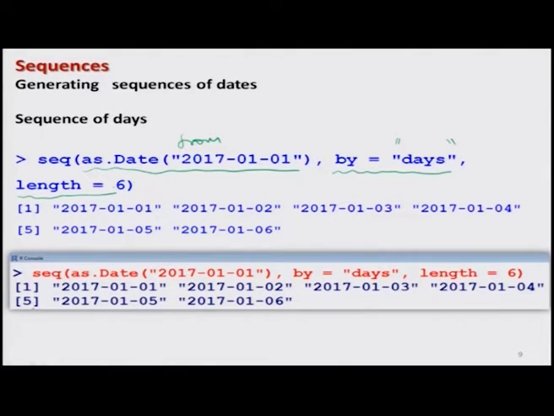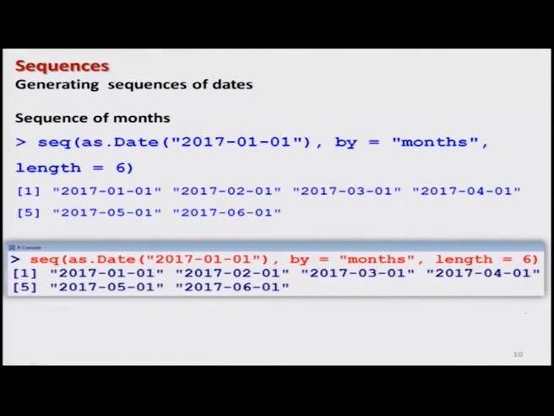So, I need here the 6 values of the dates starting from 1st of January 2017, and these 6 values have to be incremented with respect to days. And as soon as I give it on the R console, I get this type of outcome. So, you can see here this is 1st January, this is 2nd January, this is 3rd January, this is 4th January, and so on, 5th January and 6th January 2017. So, this is how I can generate the dates, and here is the screenshot that you can try yourself.